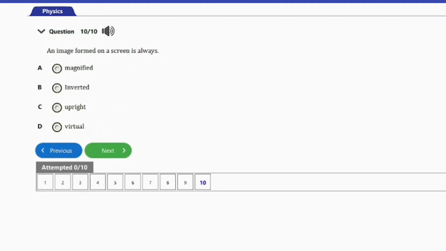So that's question number 10 here. It says, an image formed on a screen is always A, magnified, B, inverted, C, upright, and D, virtual. So guys, an image formed on a screen is always inverted, and that's option B here. So that's it for this question.